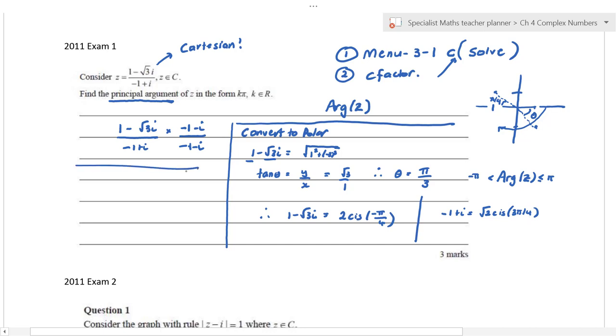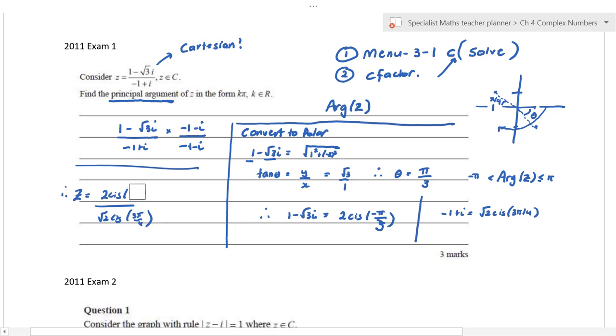That's going to give us some method marks. So therefore, we can say that Z is equal to 2 cis of minus pi on 4 over root 2 cis of 3 pi on 4. Oh, actually, sorry, 1 minus root 3. That's minus pi on 3. Okay, 2 cis of minus pi on 3.